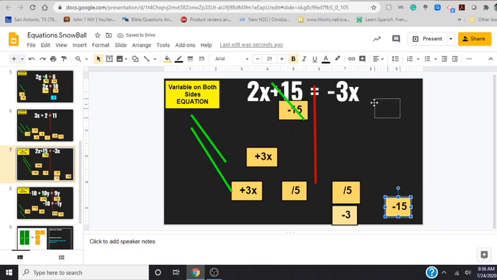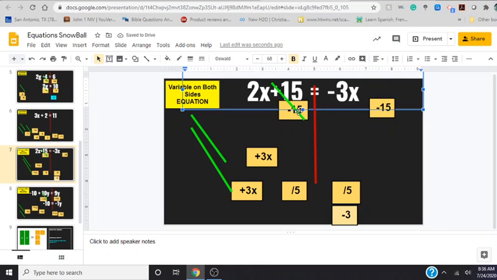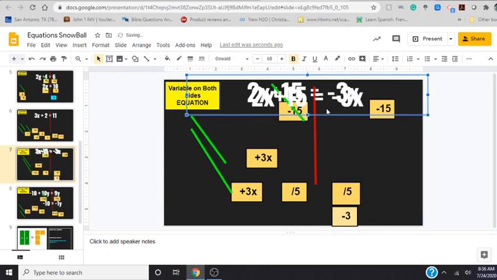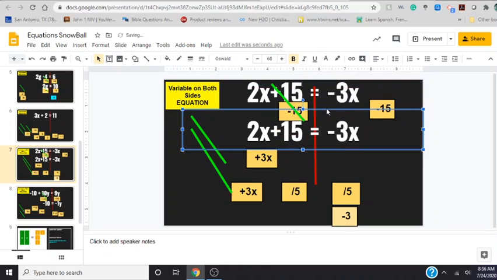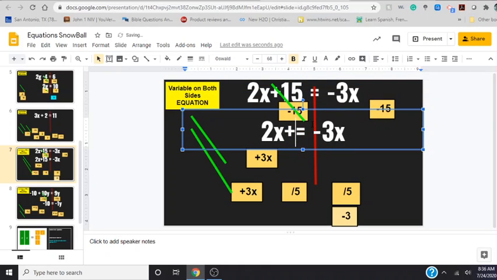So now I'll have 2x minus 15, or 2x is equal to negative 3x minus 15. That looks messy. So I'm going to retype that just so it's easier to see.